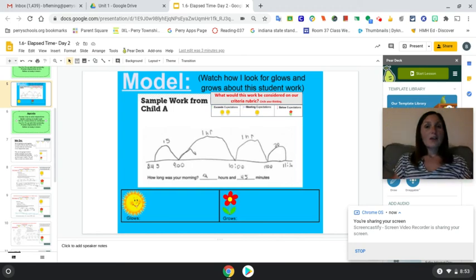Boys and girls, okay, for today's lesson, we are looking at student work. I'm going to be looking at things that they did well. Those are going to be our glows. And then the things that they could work on. Those are going to be their grows. How can they grow their learning here?